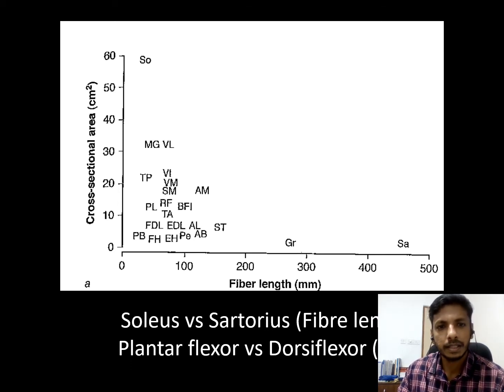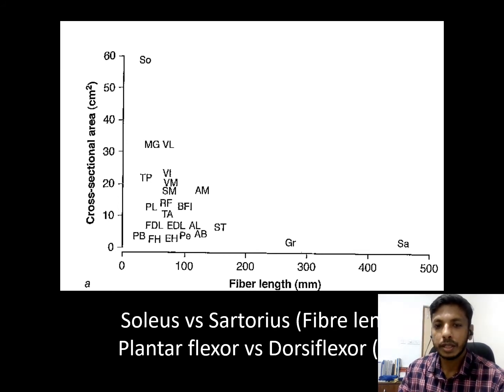So now let's compare soleus versus sartorius. In soleus, the length of the muscle fiber is very minimal, whereas the cross-sectional area is quite large. Whereas in the sartorius, the muscle fiber length is more and the cross-sectional area is very small.